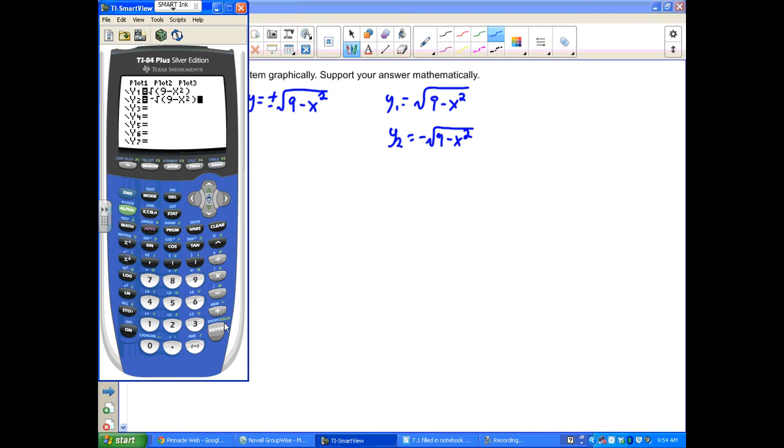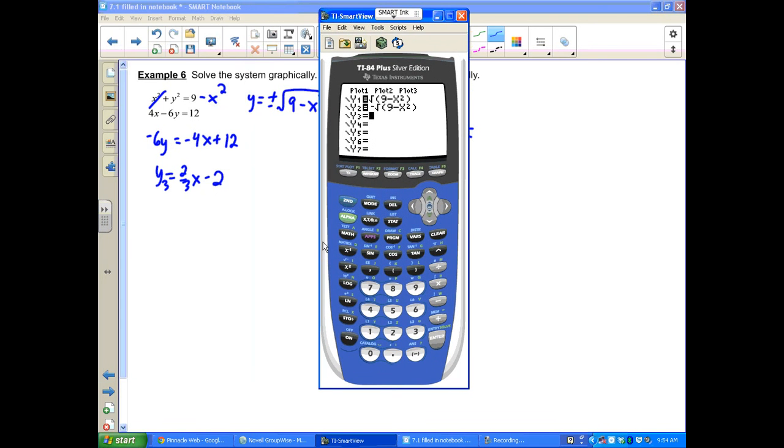By the way, you cannot simplify the square root of 9 minus x squared. It is not 3 minus x or 3 plus x. You have to leave it the way it is. And then y3 was 2/3 x minus 2. I'm going to zoom 6 to get a standard window. And so I have mine apparently on graph simultaneously, so they all showed up at once.